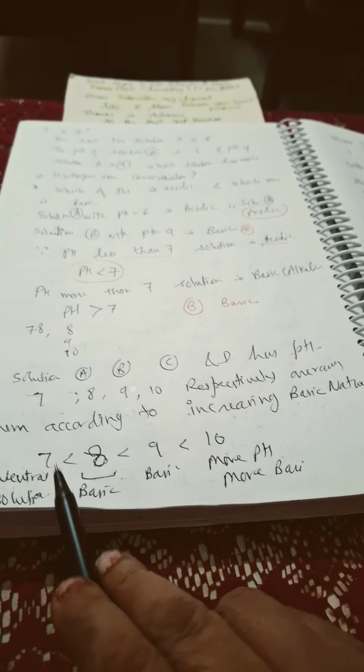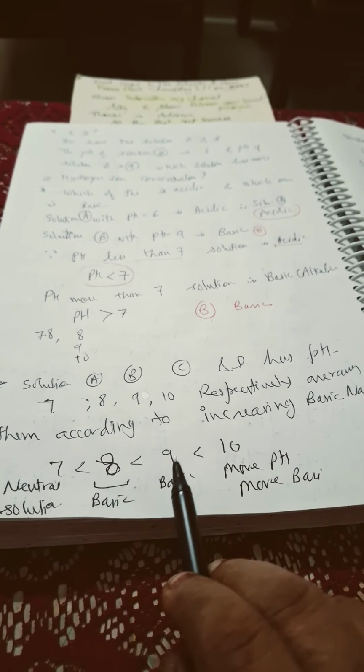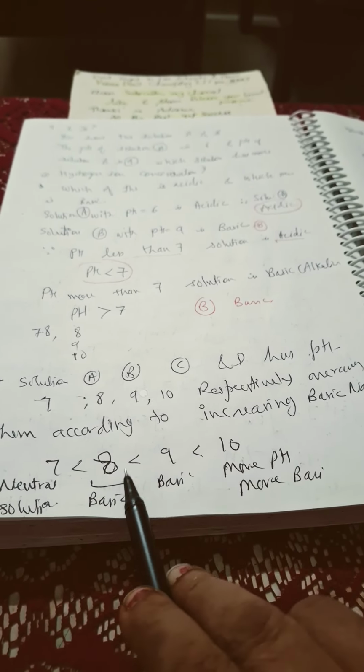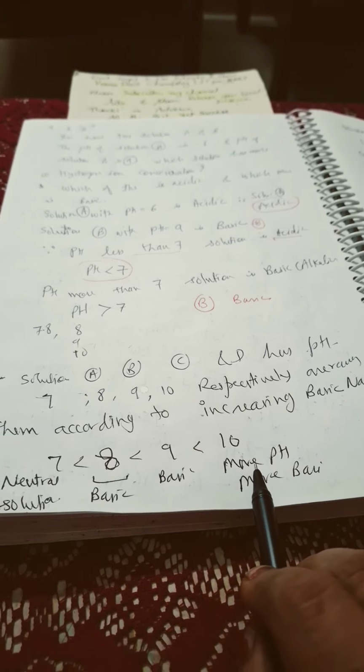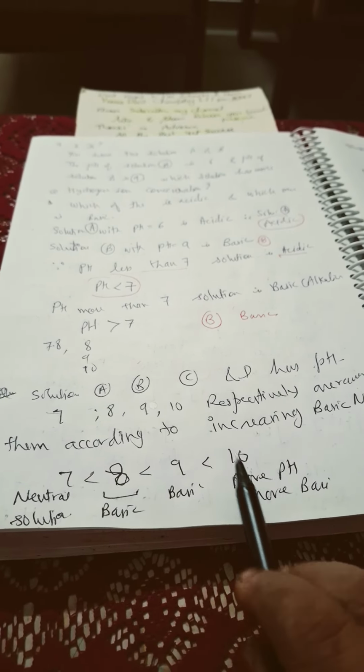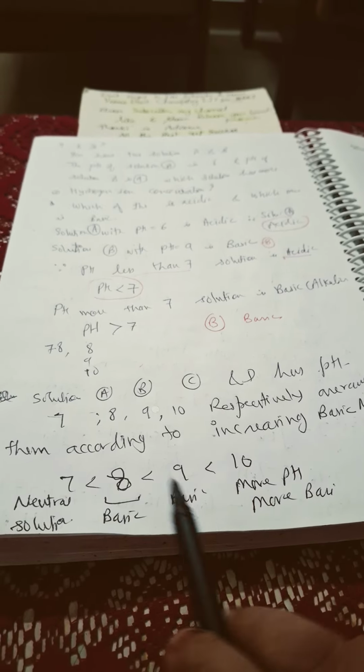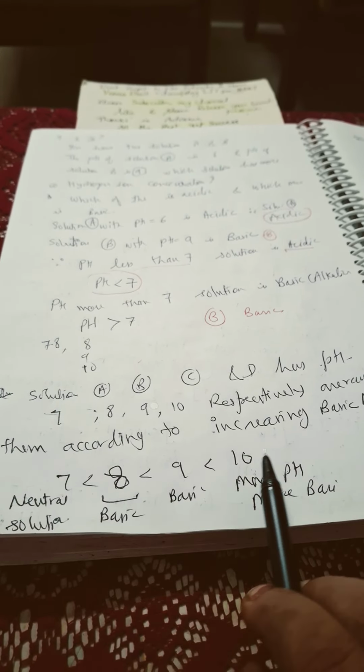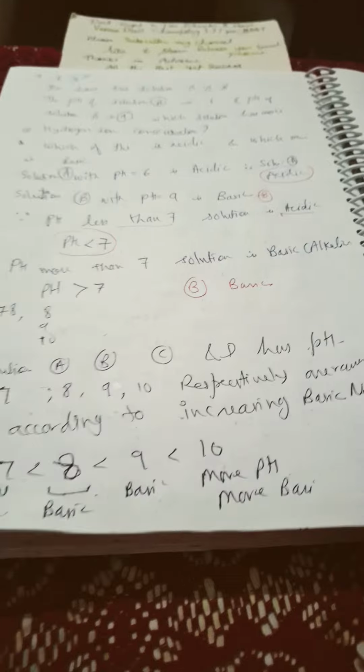pH equal to 7 is neutral. 8 basic, 9 basic, 10 basic. But basicity increases as pH increases. So this is most basic. pH 10 is most basic. 8 and 9 are basic but less basic than 10. And pH equal to 7 is a neutral solution.